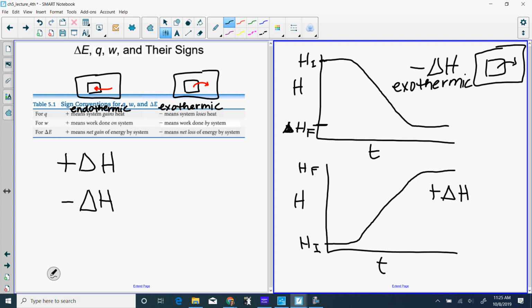If we start off low and gain enthalpy throughout the reaction, it's got to come from somewhere. That means it's coming from the surroundings. We call that endothermic. To us, we are the surroundings. To us, it feels cold because we're losing heat. The surroundings lose heat, and that feels cold to us.